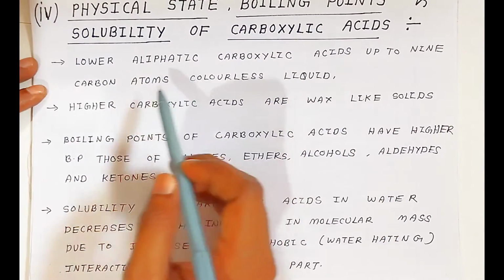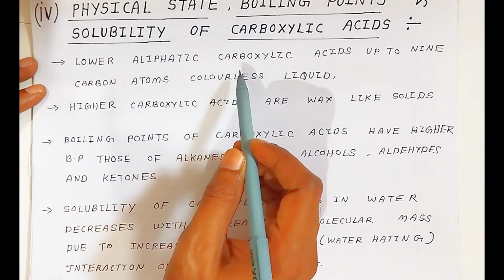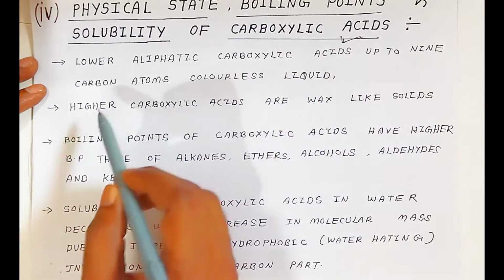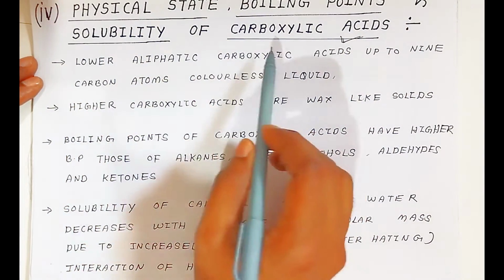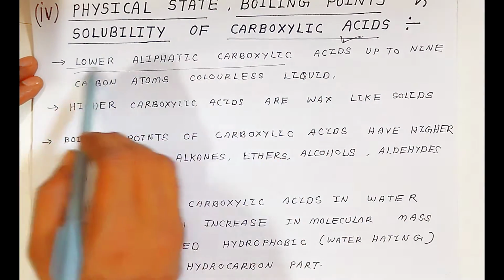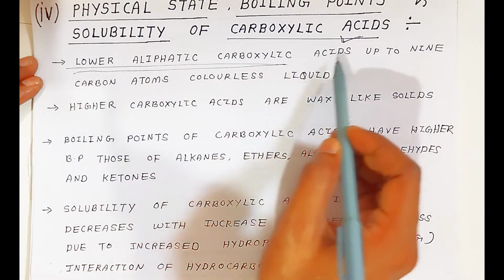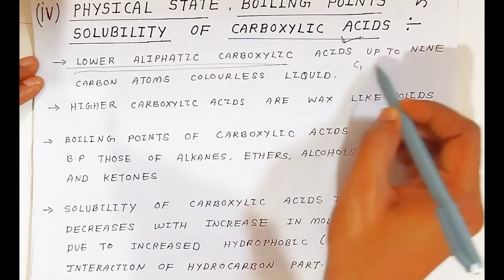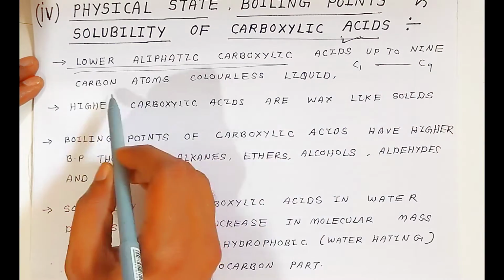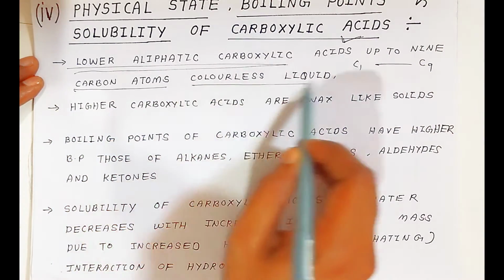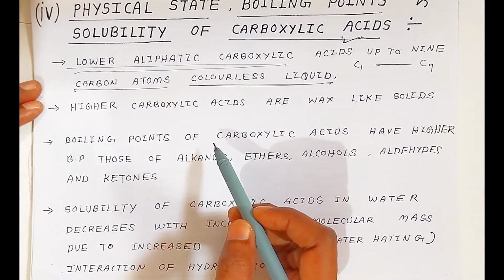Next, physical state, boiling point, and solubility of carboxylic acid. Physical state, students, of lower aliphatic carboxylic acid. Only the carboxylic acid we are going to see when we are talking about physical state. Lower aliphatic carboxylic acids contain a smaller number of carbons, first carbon, second carbon. So lower aliphatic carboxylic acids, from carbon number 1 up to carbon number 9, are colorless liquids.